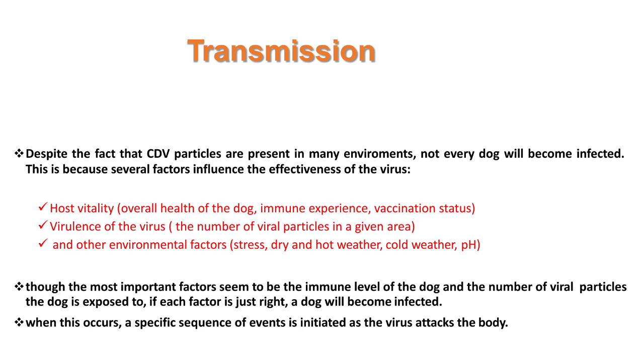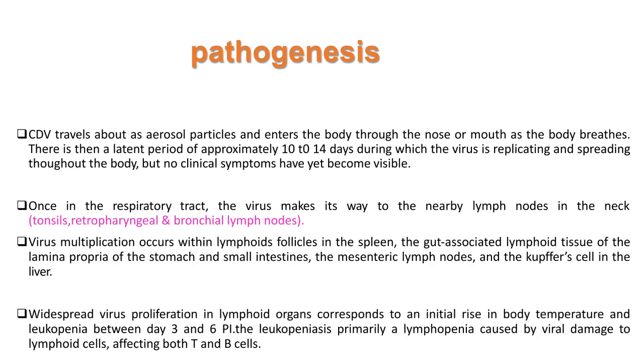When this occurs, a specific sequence of events is initiated as the virus attacks the body. After the animal is compromised by the infection, various sequences of events take place within the body as the virus infects it. If we talk about the pathogenesis, canine distemper virus enters via the aerosol route and has an incubation period of 10 to 14 days, when it is replicating and spreading through the body but without any clinical signs and symptoms.